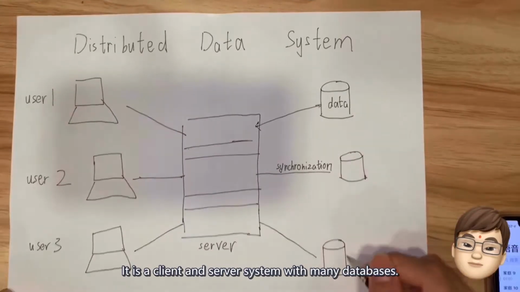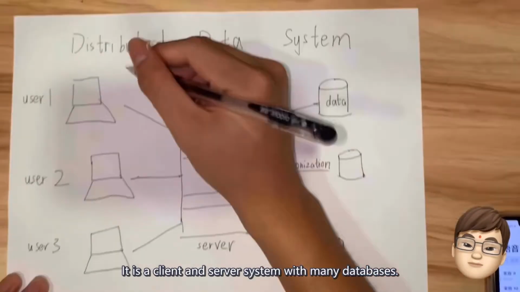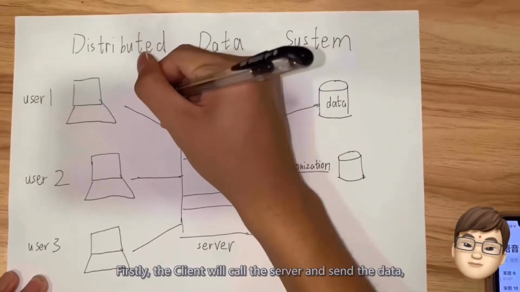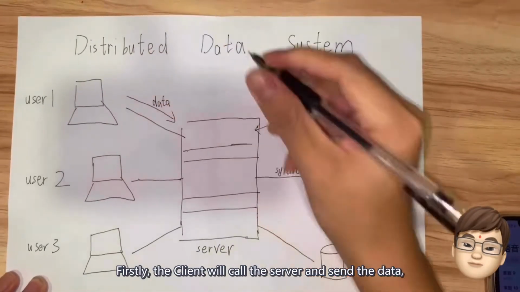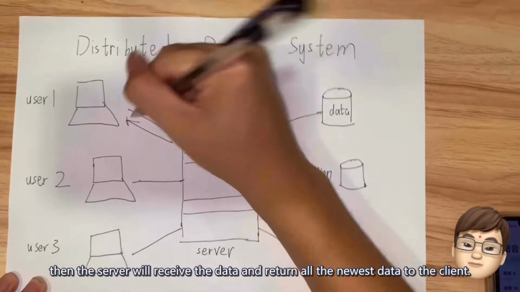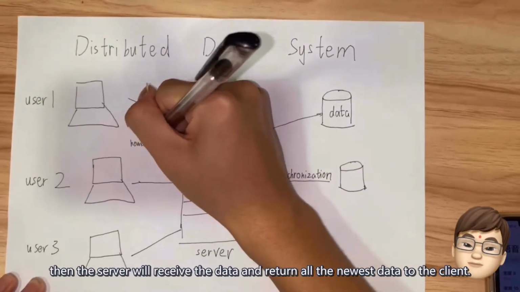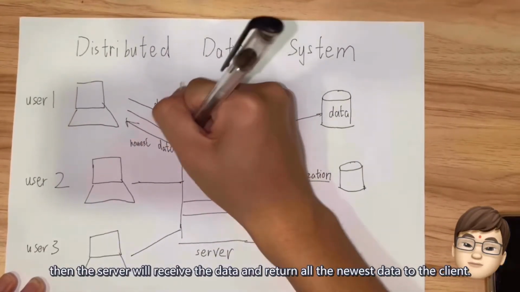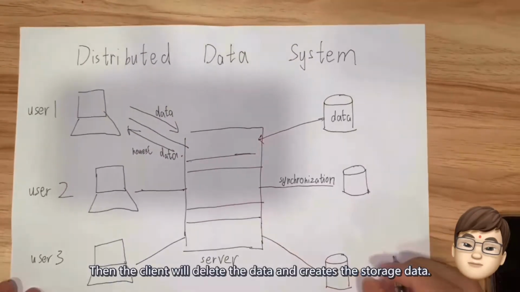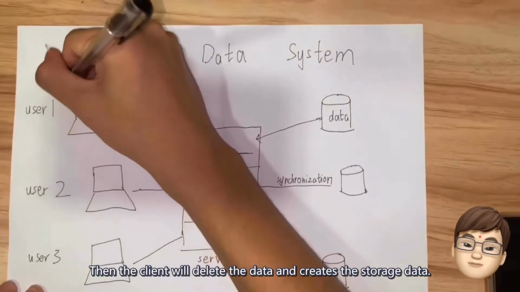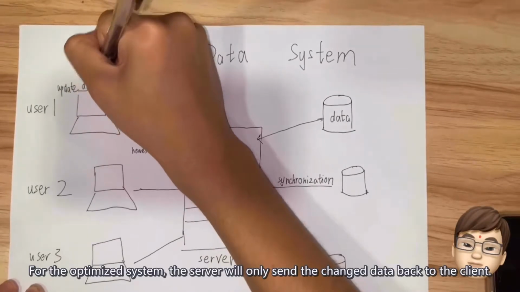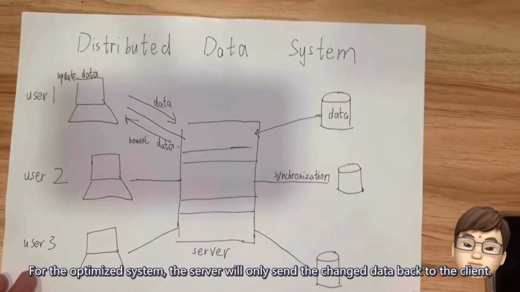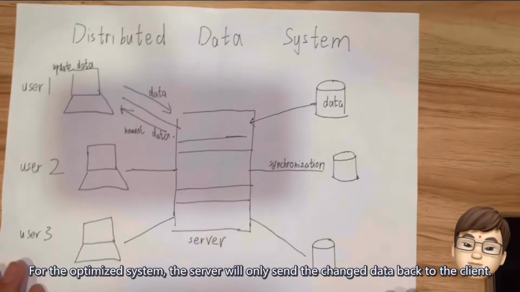It is a client and server system with many databases. Firstly, the client will call the server and send the data. Then, the server will receive the data and return all the newest data to the client. Then, the client will delete the data and encrypt the storage data. For the optimized system, the server will only send the changed data back to the client.